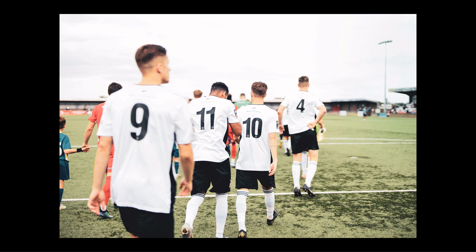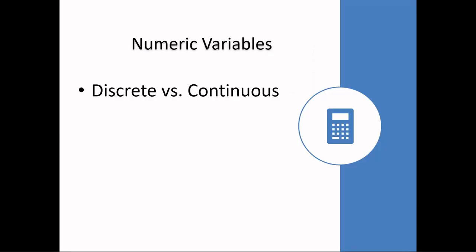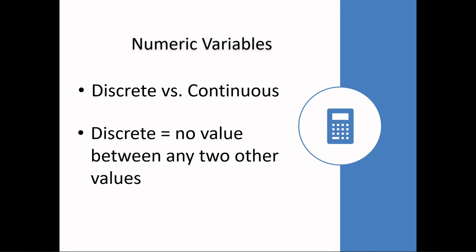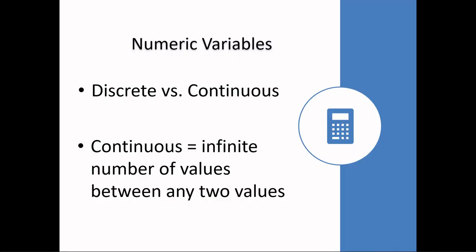Within numeric variables, there are discrete and continuous variables. In a discrete variable, there's no value in between any 2 other values. So again, basketball score would be an example of a discrete variable. You can't have 20 and a half points, right? In contrast, with a continuous variable, there is an infinite number of values between any 2 other values.